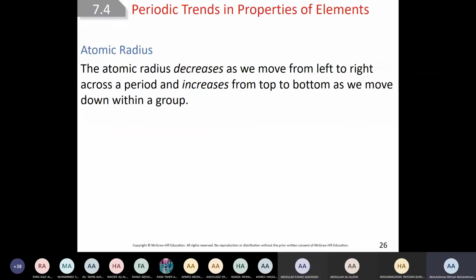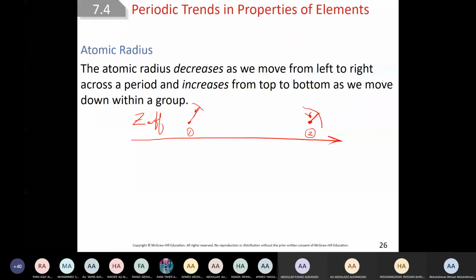Now, because of Z effective, how does it increase in the periodic table? From this side to this side, right? Okay, now the nucleus will attract the valence electron stronger in 1 or in 2? In 2. And what will be the result? What will be the radius of 2 compared to 1? Smaller. Radius smaller. Why? Because of more attraction. Clear?